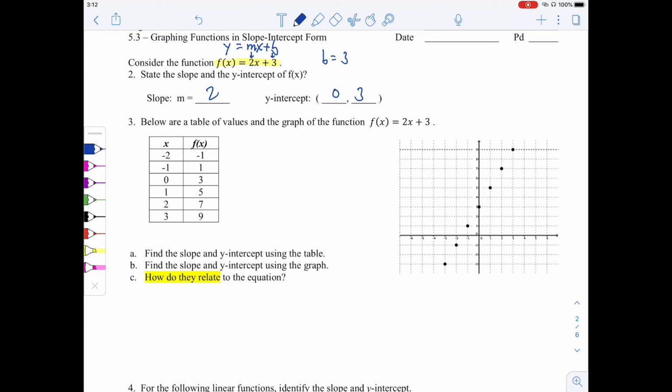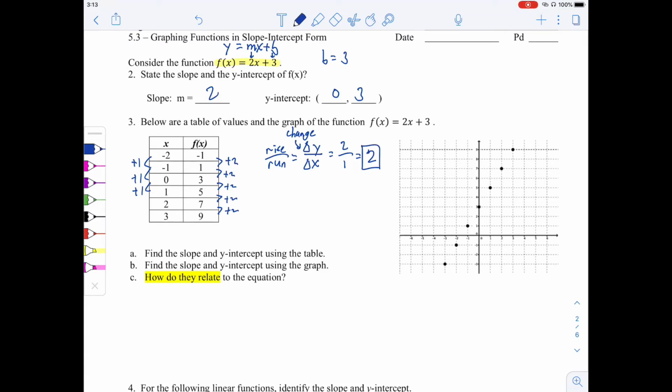And below is a table and a graph. Find the slope and y-intercept using the table. Again, we can find the rate of change here. We're adding 1, adding 1, adding 1, adding 1, and as you add 1, your y values go plus 2, plus 2, plus 2, plus 2. So you can find the rise over run by the change in y over change in x, where the triangle means change. Change in y over change in x is 2 over 1, which is just 2. And that will be your slope.